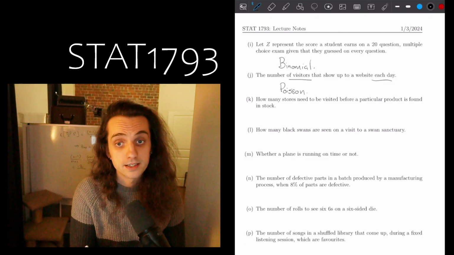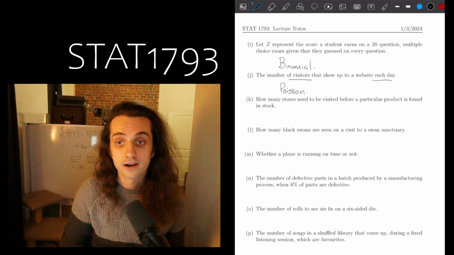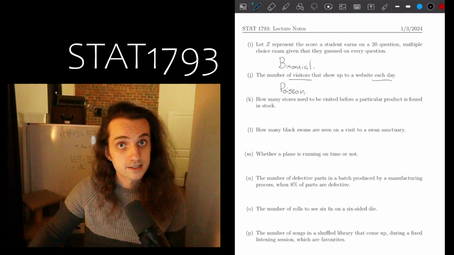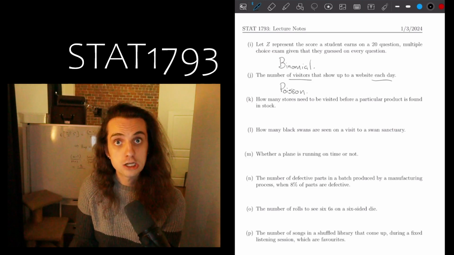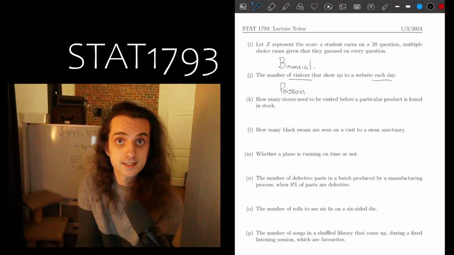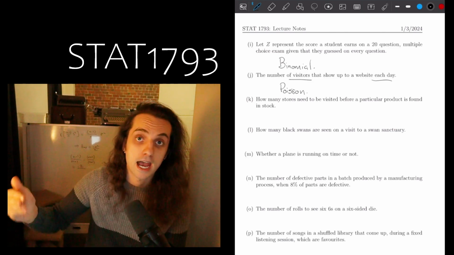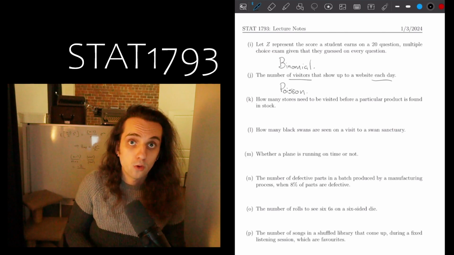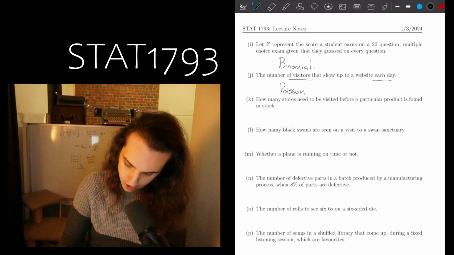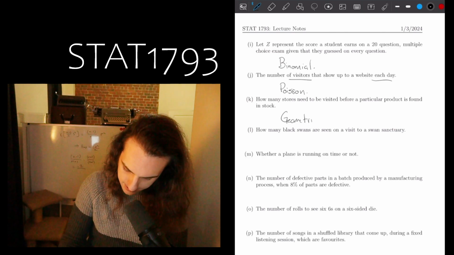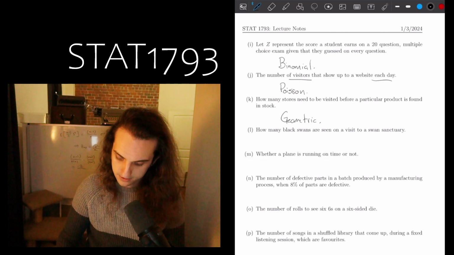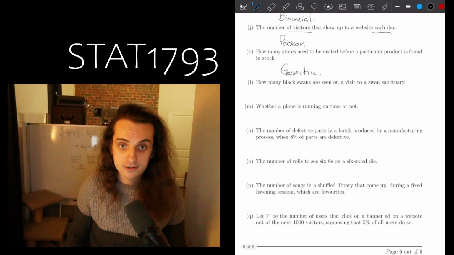How many stores do we need to visit until we find a particular product in stock, right? Well, we're repeatedly visiting stores, so repeatedly performing trials. We're going to stop when we get to a success, right? So we're counting up how many times we need to perform a trial until we get to a success, always going to be geometric, right? Now, if you needed to find multiple of these in stock, for instance, then maybe it's negative binomial, right? And so you can sort of think about how we could expand these out.